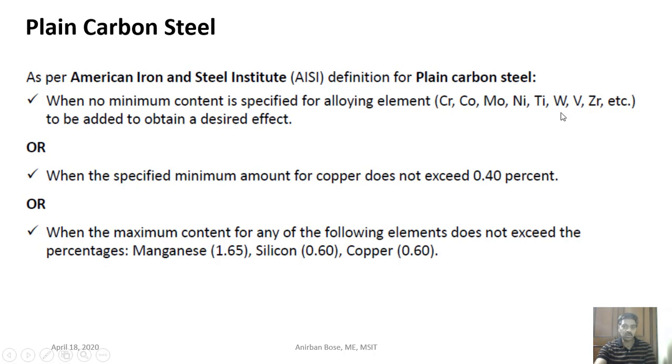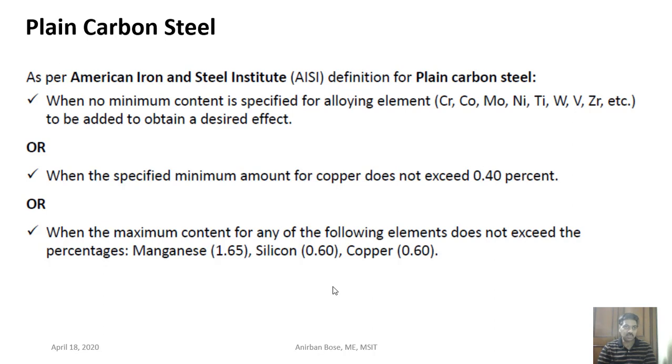Even if there is no other alloying element present, then it is a plain carbon steel. But some amount of these alloying elements may be present, and some of the definitions are like this: when maximum content for any of the following elements does not exceed, like manganese, if it is more than 1.65, we cannot call it a plain carbon steel. Silicon, if more than 0.6, we cannot call it plain carbon steel, like that. Or when the specified minimum amount of copper does not exceed 0.4%. So these are the different definitions of the plain carbon steel.